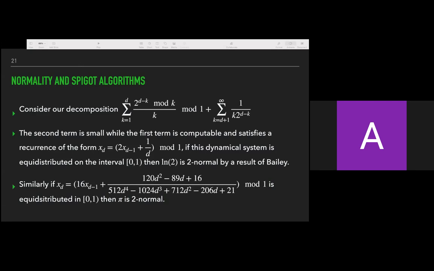So how does the Spigot algorithm give you the dynamical system? You mean the derivation from the first term to x_d equals 2 x_(d minus 1) plus 1 over d? Yeah.